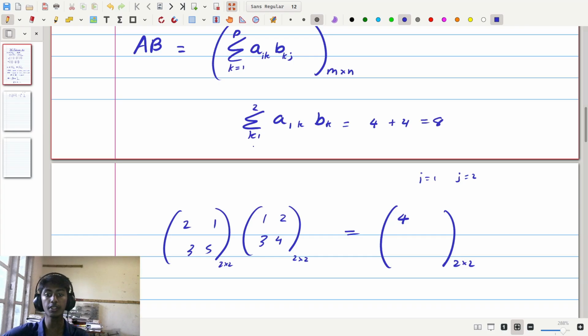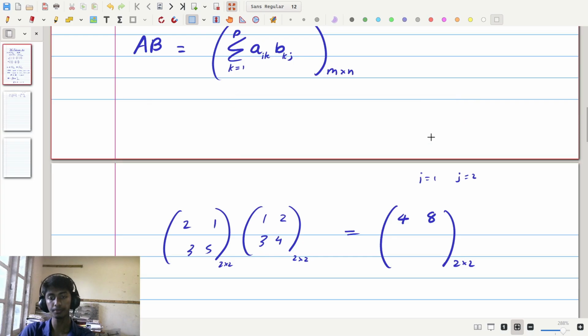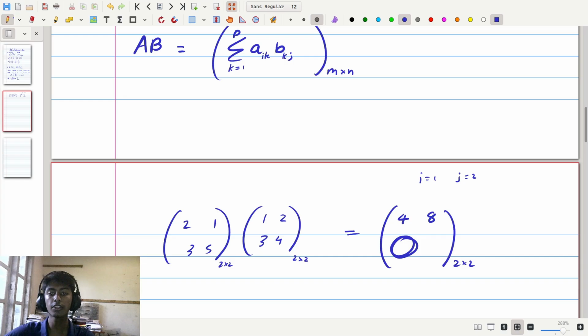So the second element here is 8. Now all we have to do is to continue this process for the rest of them. So considering the next one, this element right here, this is i equals 2 since we're on the second row, j equals 1 since we're on the first column.